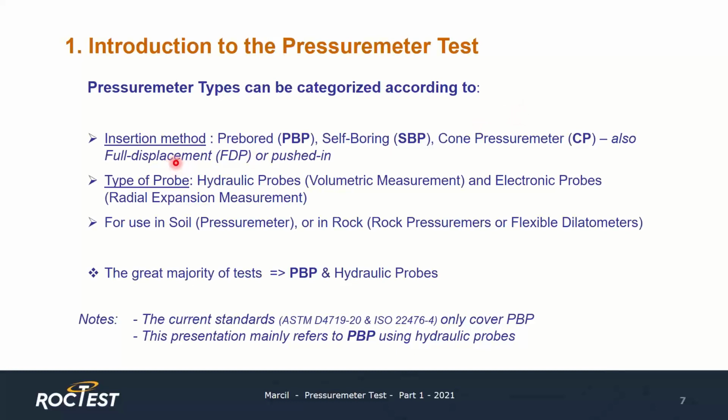Now, the type of probes. We have the hydraulic probes and the electronic probes. The hydraulic probes contain no sensors. The deformation of the ground is measured by measuring the volume of fluid that is injected in the probe from the surface. So in that case, we talk about pressure meters based on the volumetric measurement principle.